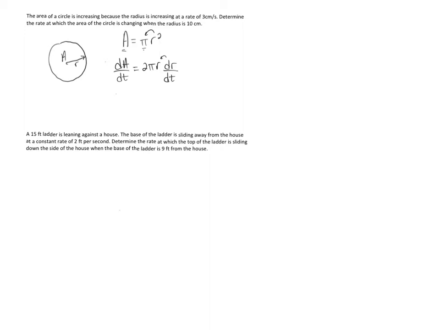We've got a radius being 10 centimeters. We're going to plug that in there. And we've got the rate at which the radius is changing right there. And of course, that's going to leave us dA/dt. So dA/dt is simply 2 times pi times the radius, which is 10, times 3, which is the rate at which the radius is changing.